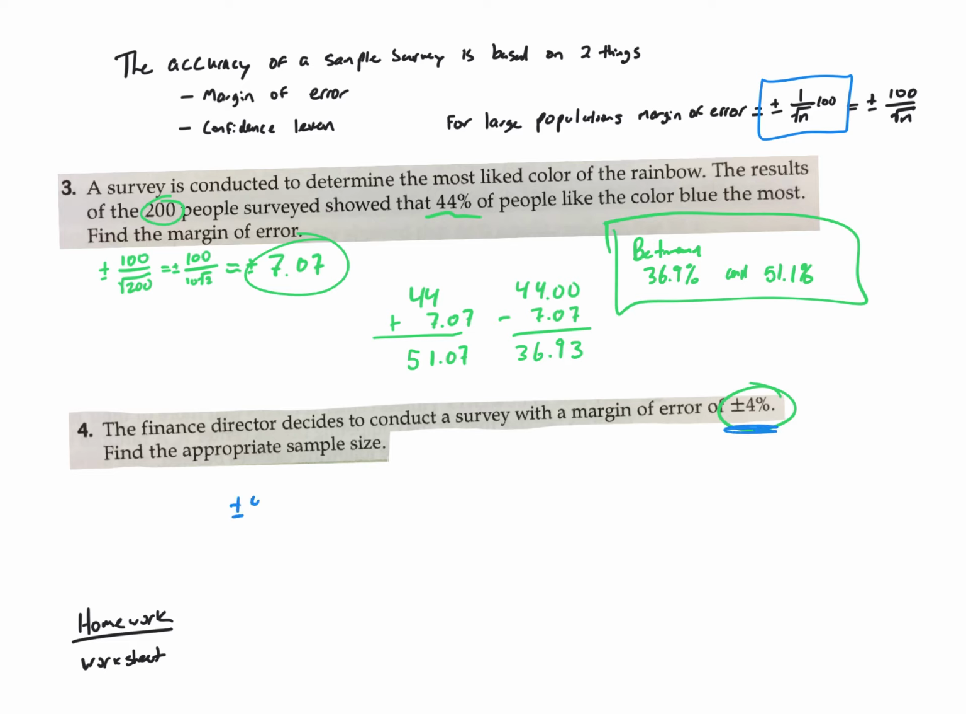So we want to say plus or minus 4% is going to equal 1 over the square root of n times 100. Actually, I'm just going to do 100 over the square root of n. To get that square root out of the denominator, I'm going to multiply by the square root of n over 100, and multiply by the same thing over here. That will reduce. The right-hand side just becomes 1. My left-hand side is going to be 0.04 square root of n. Divide by the 0.04. I get the square root of n is equal to 25. Square both sides, and I get n is equal to 625. So his sample would need to be 625 people.